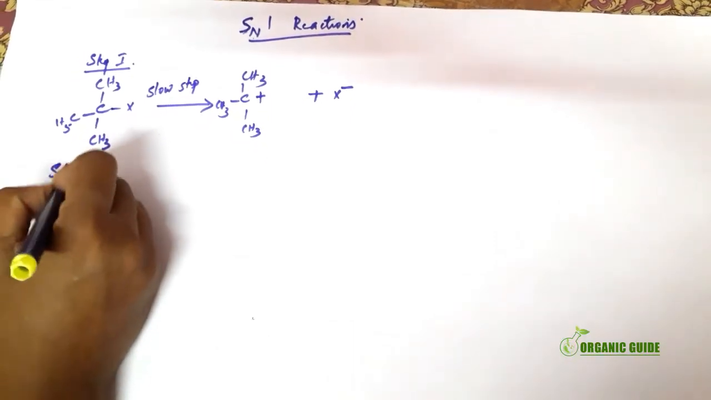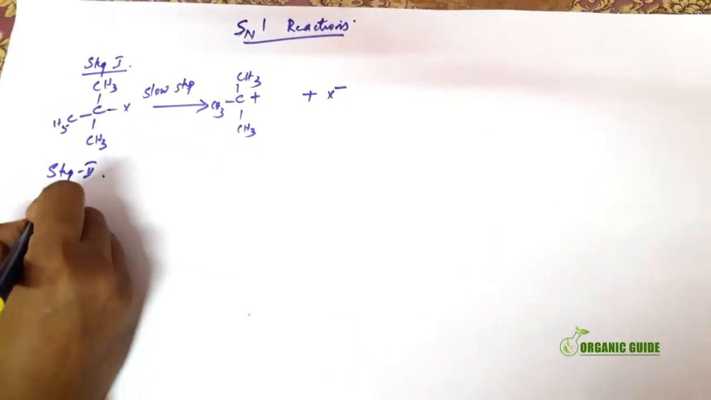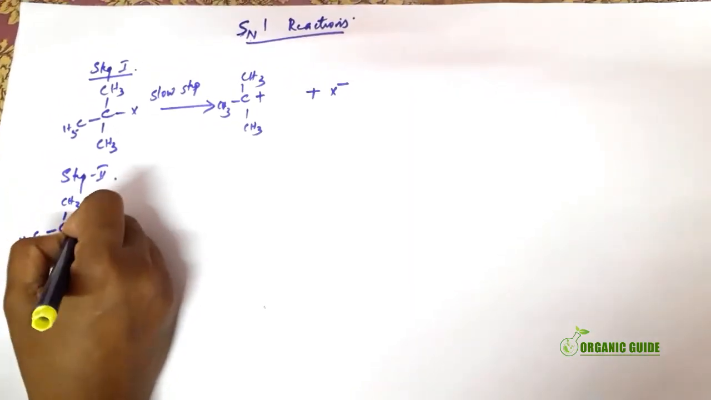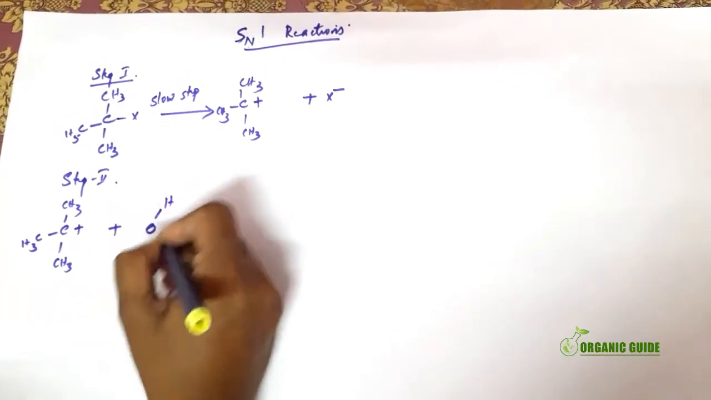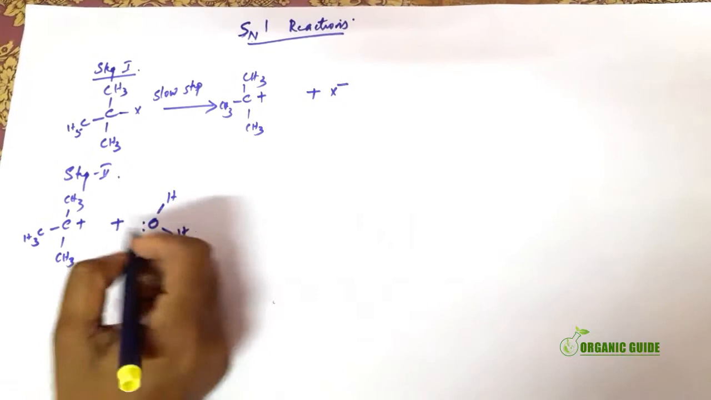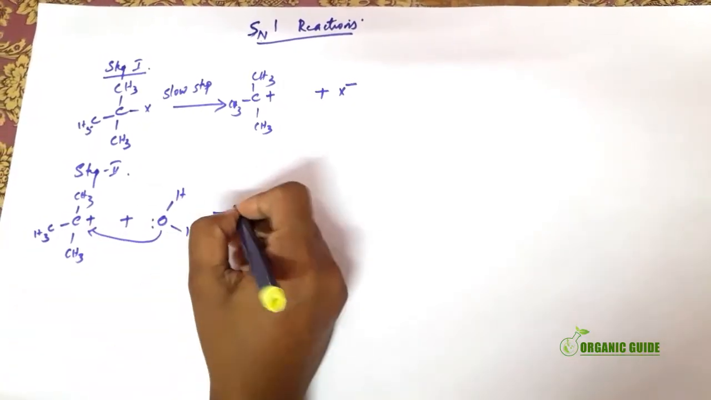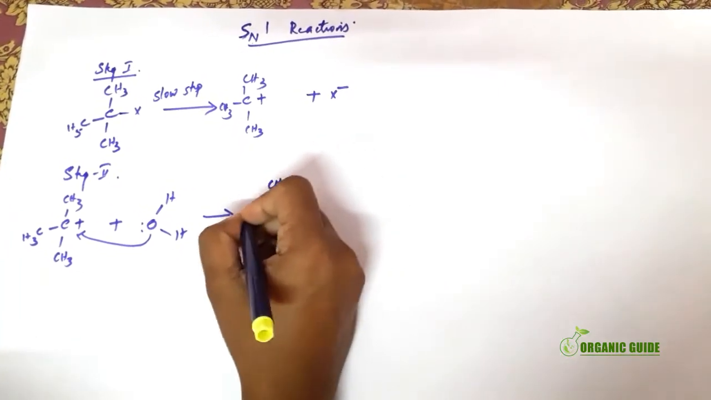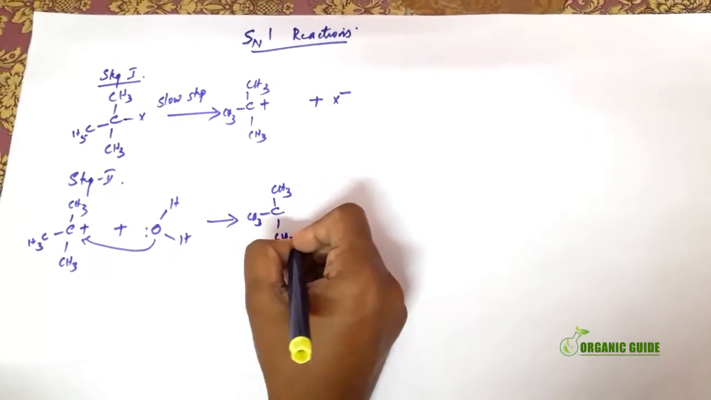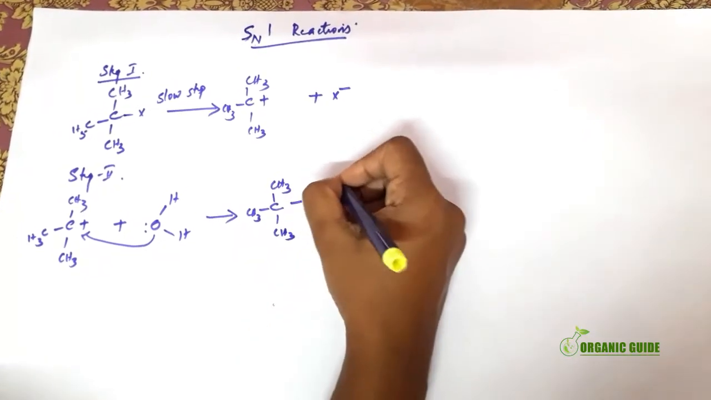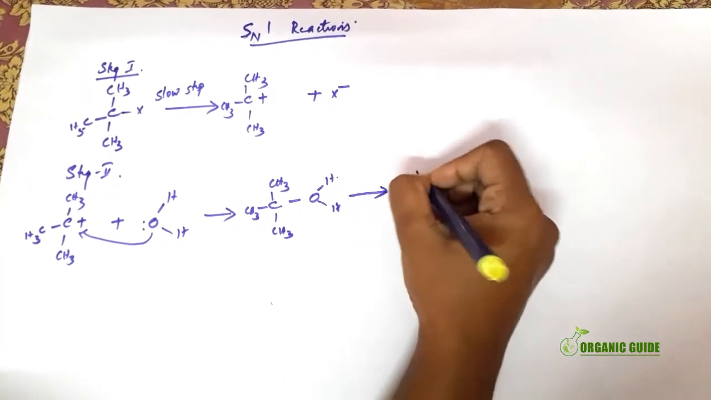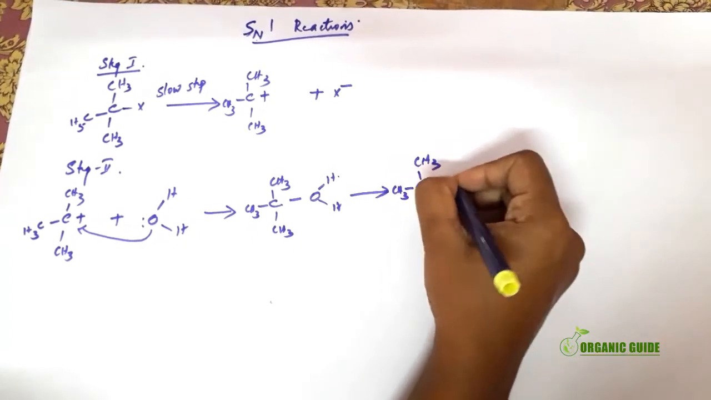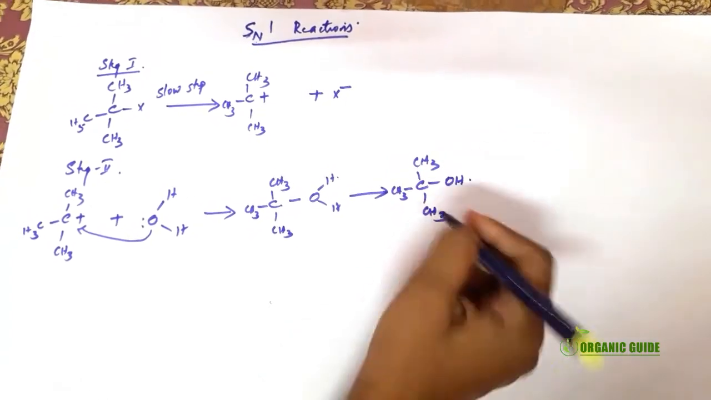In step 2, this carbocation will react with a base, and we will get the product. So this is the product.